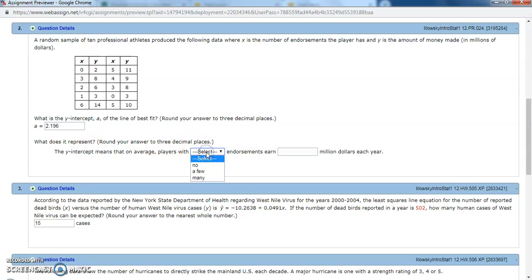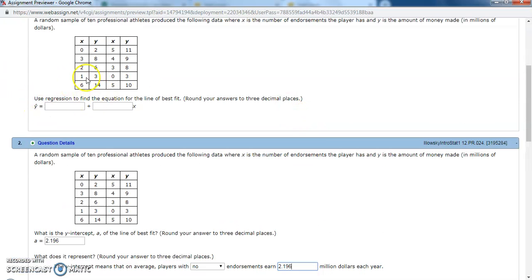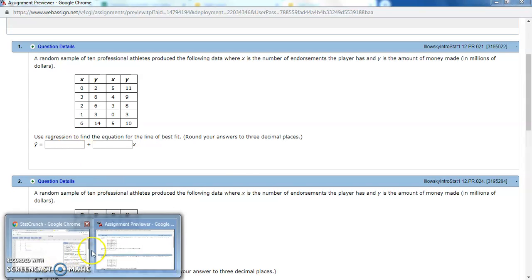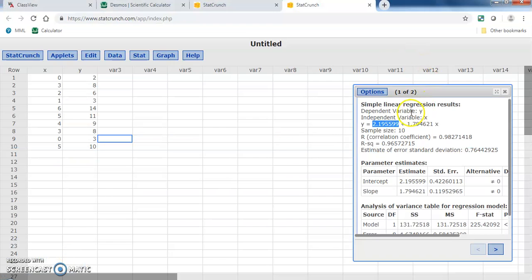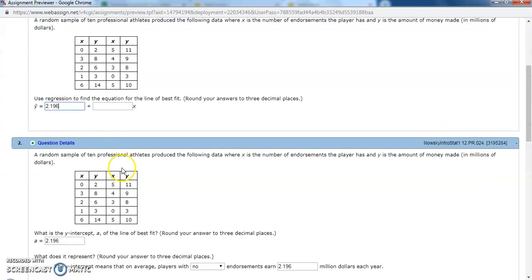So that's 2.196. So what the y-intercept means is when x is 0, so that one's when they have no endorsements, they are still earning $2.196. The slope, or the regression line, we know what the y-intercept is. It's 2.196, so that goes here. And your slope is the one next to x, which is right here, and we're going to round to 3 decimal places. So 1, 2, 3, the 4 rounds up to a 5.